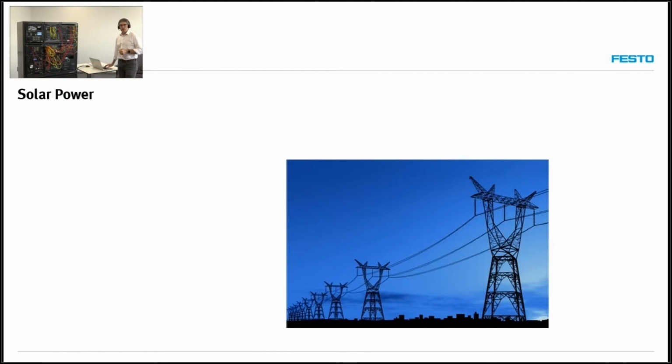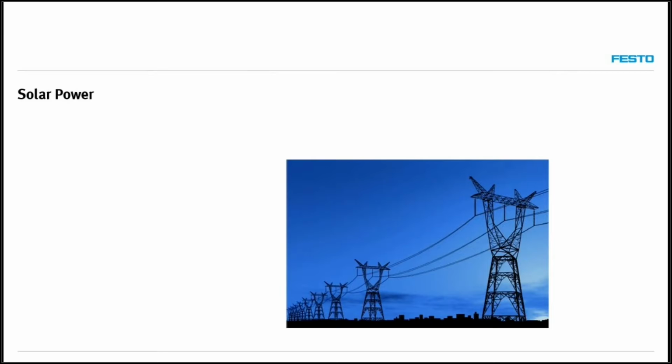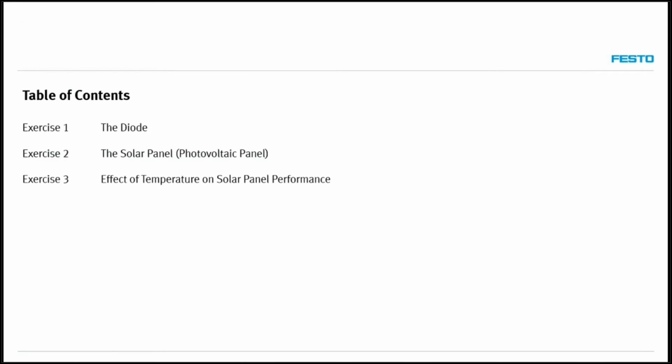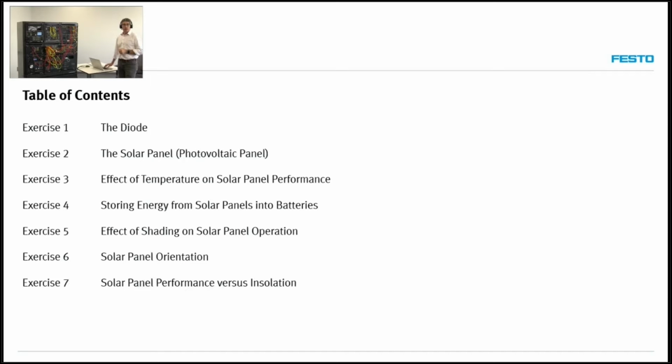So let's start with solar power and how it can be covered with our system. So first of all, I will show you the content of the course on solar power. So 7 exercises to cover it all. First exercise about the diode, because a photovoltaic cell is some kind of really special diode. So we start with refreshing the knowledge of the students about the diode.